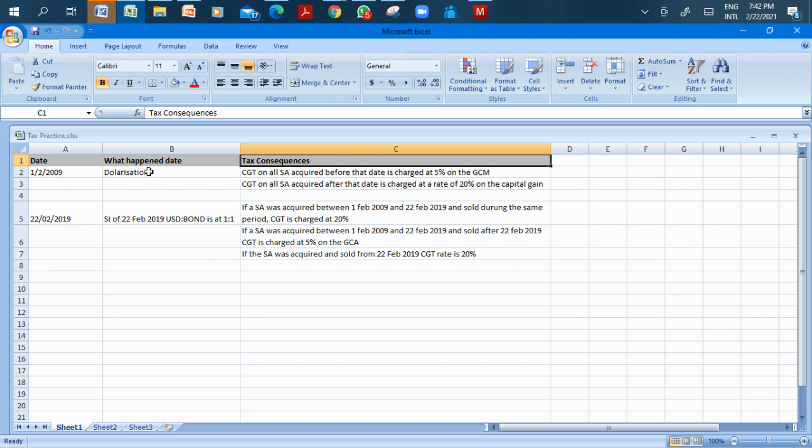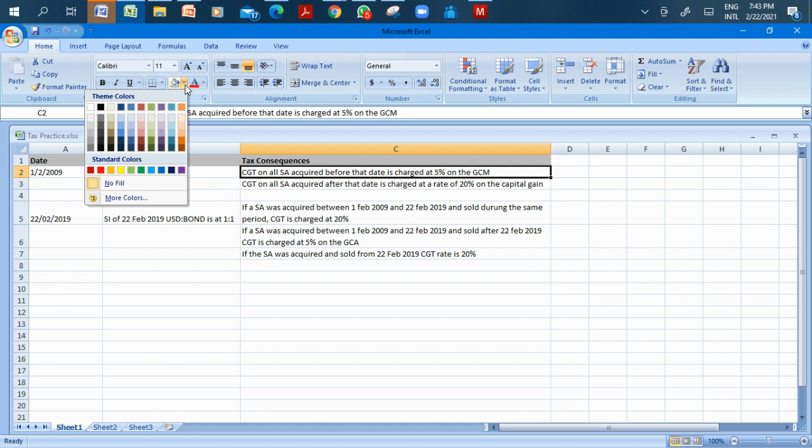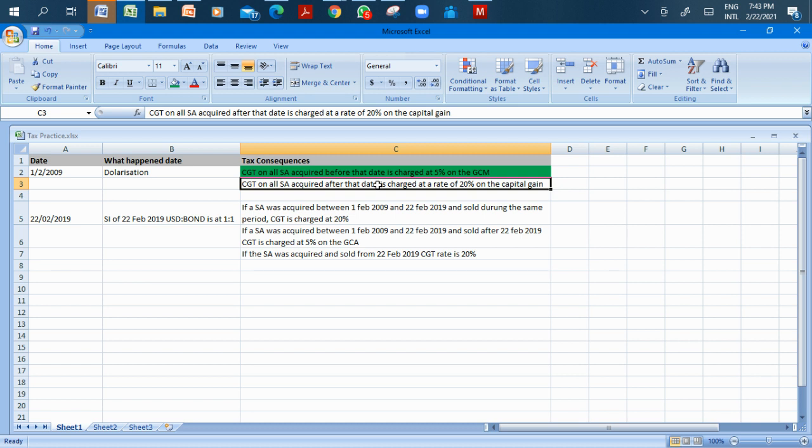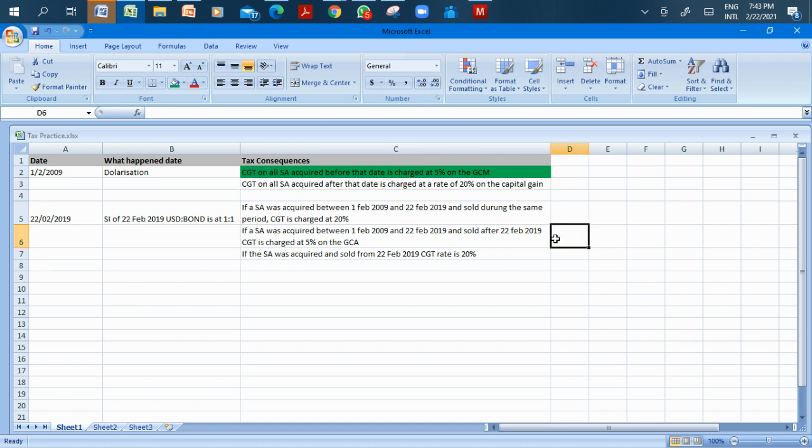So if this asset was sold for 20,000 USD, you are not going to deduct anything, even the allowable deductions. You are just going to pay 5% of that amount. Zimra was trying to run away from all those complications. That's why they ended up saying the CGT should be charged on the gross capital amount. Okay, then the normal CGT rate is 20%. So if the asset was bought after the dollarization, the capital gains tax is chargeable at 20%.